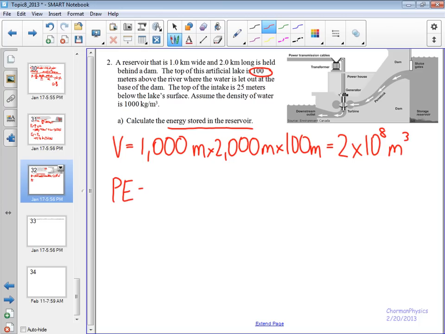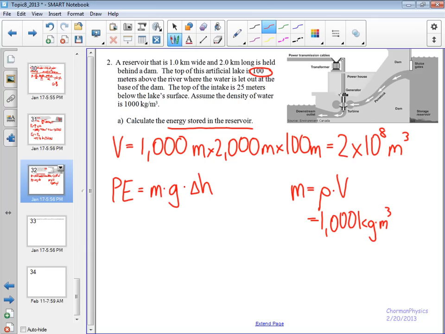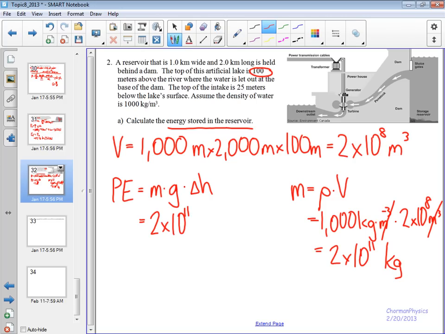So the potential energy is going to be equal to the mass times acceleration due to gravity times delta H. And what we care about here is calculating the mass from the density times volume. So 1,000 kilograms per meter cubed times this 200 million meters cubed gives us 200 billion kilograms of water. Ridiculous numbers to say. And there we go. This is how much energy is stored in this reservoir in terms of gravitational potential energy.